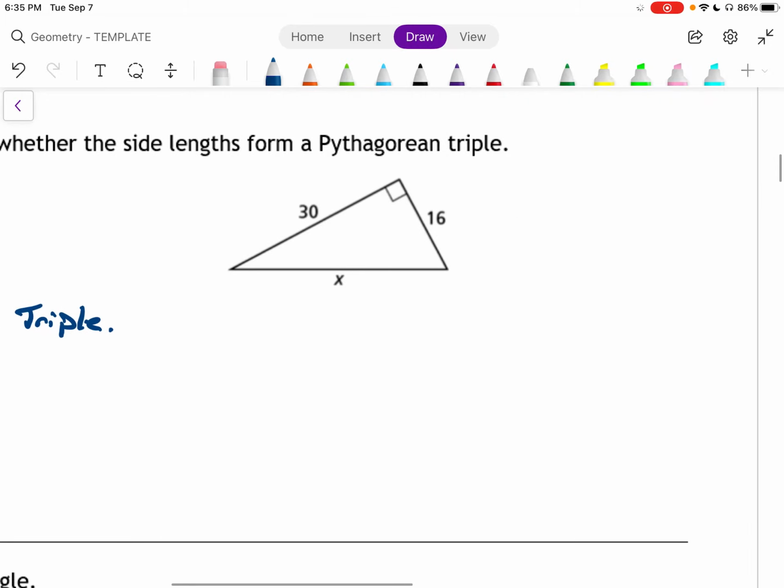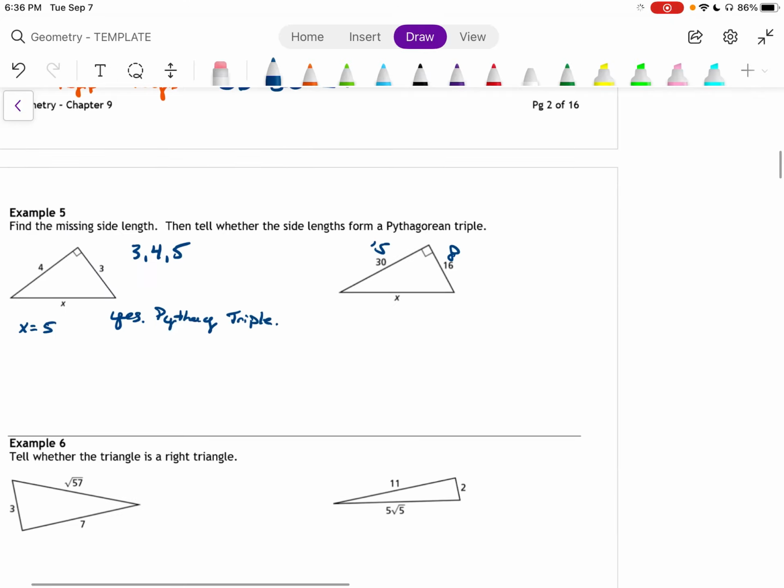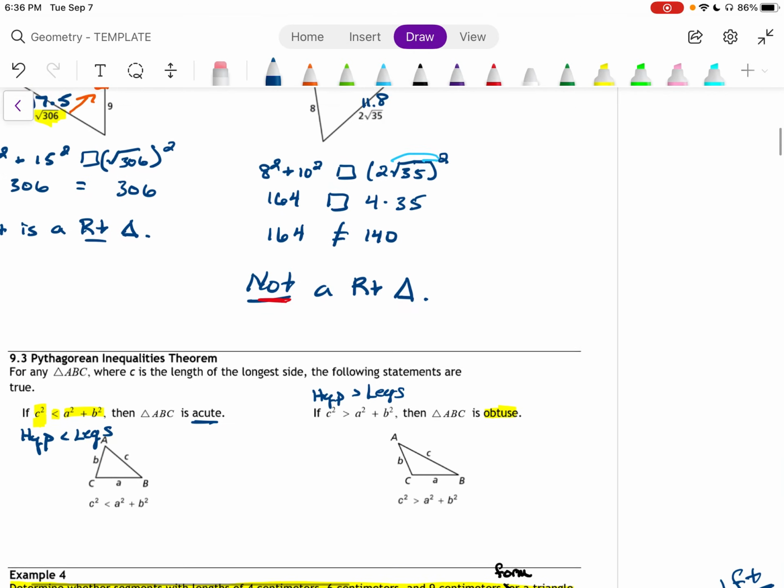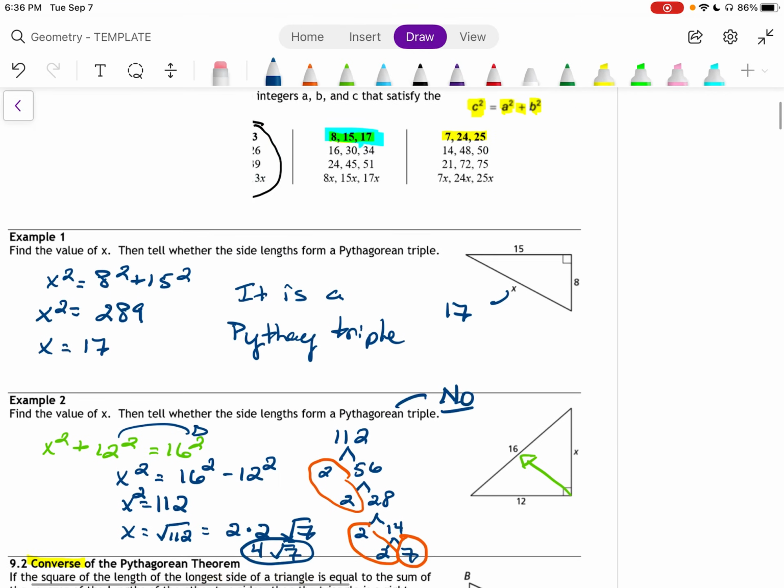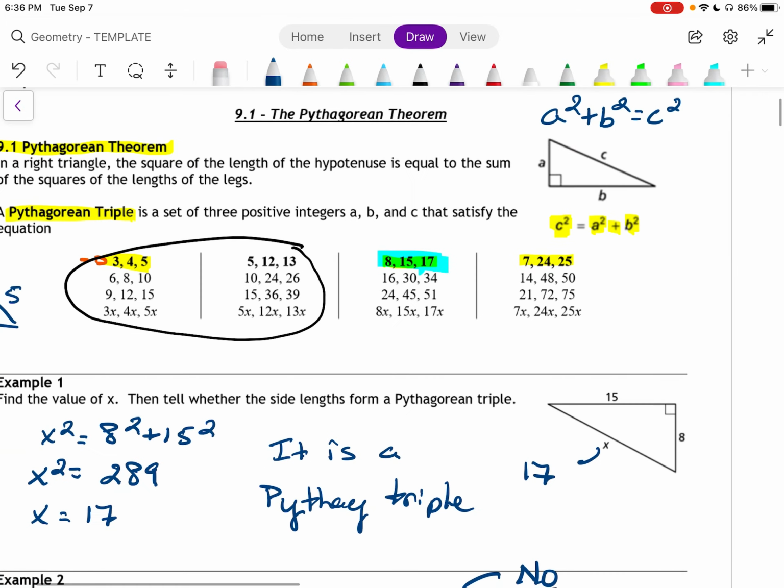Next up, we have 16, 30, and x. This would be the same thing as 8 and 15. I think that is a Pythagorean triple. 8 and 15. What is that? Let's go back up to the front page. 8, 15, 17. Right there.